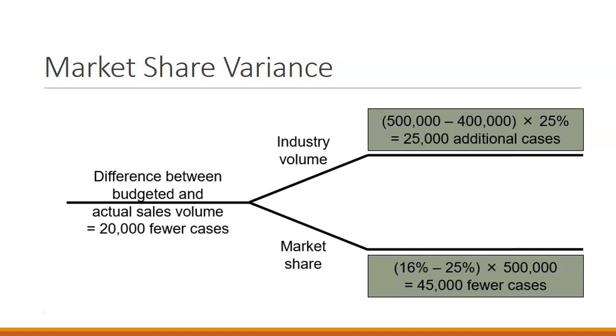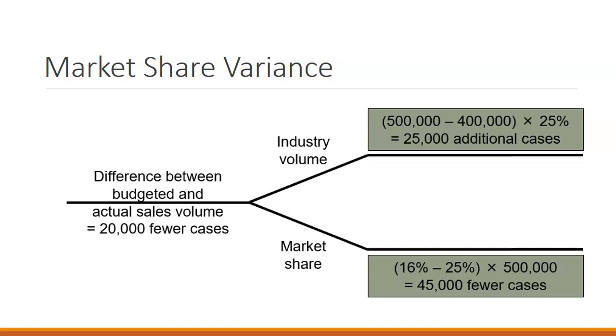So why did we sell 20,000 cases fewer than budgeted? Our estimated sales volume of 100,000 cases was based on an estimate of a total of 400,000 cases being sold in the market, and Peak having 25% of that market, and only 80,000 cases were sold. What happened? If 500,000 total cases were actually sold in the market in August, Peak should have increased sales by 25,000 cases. That's 25% of the market share.